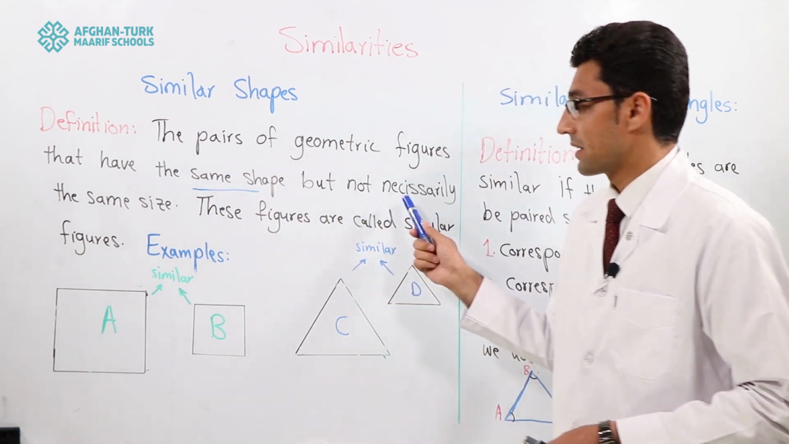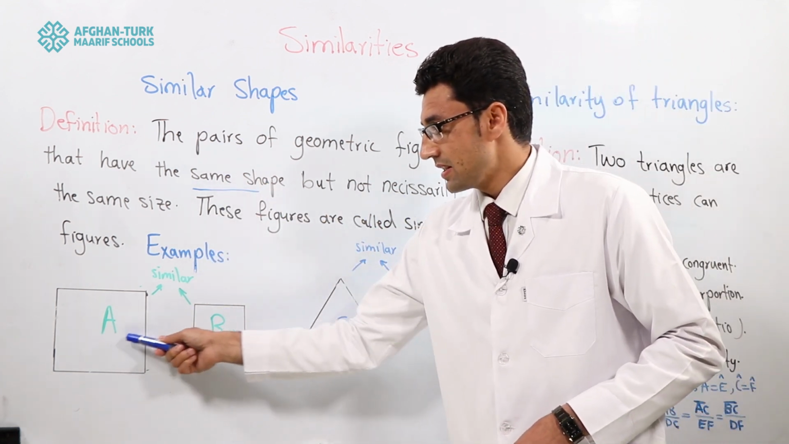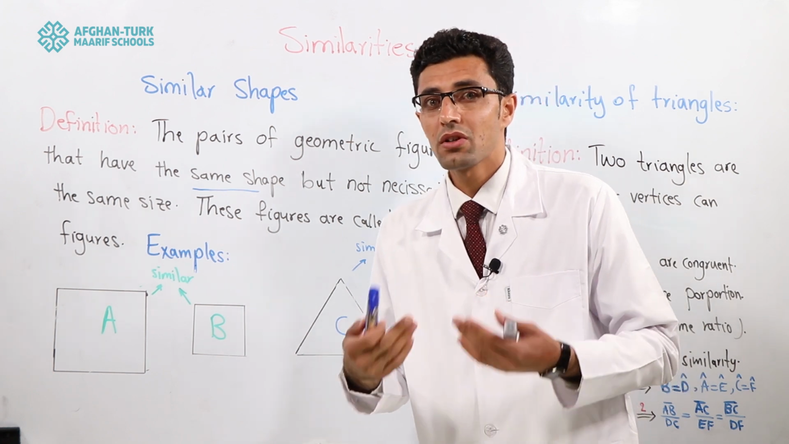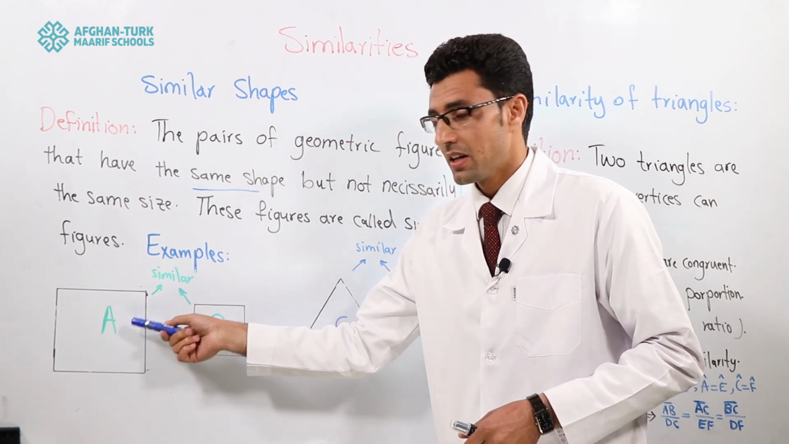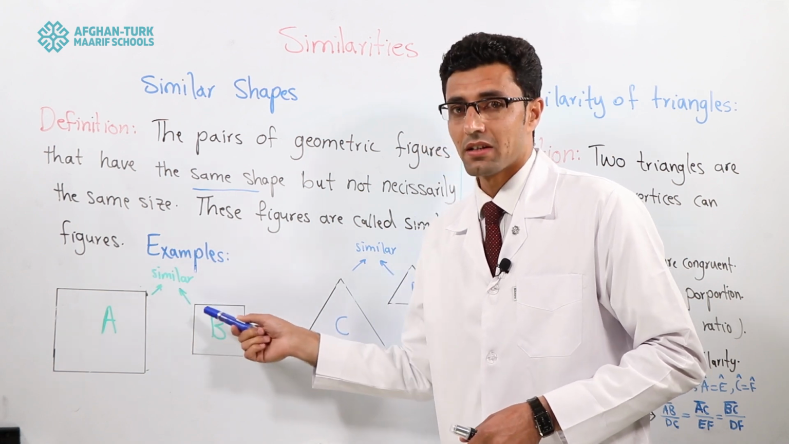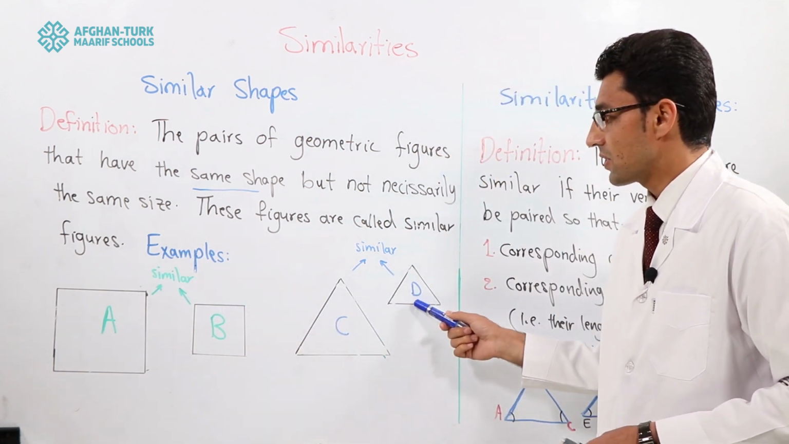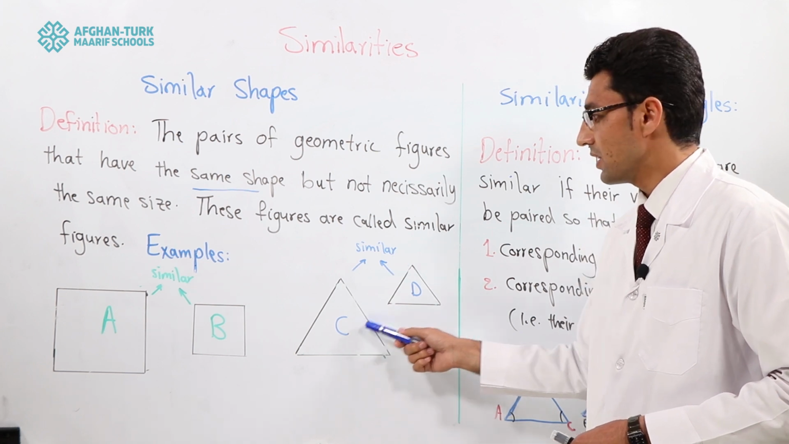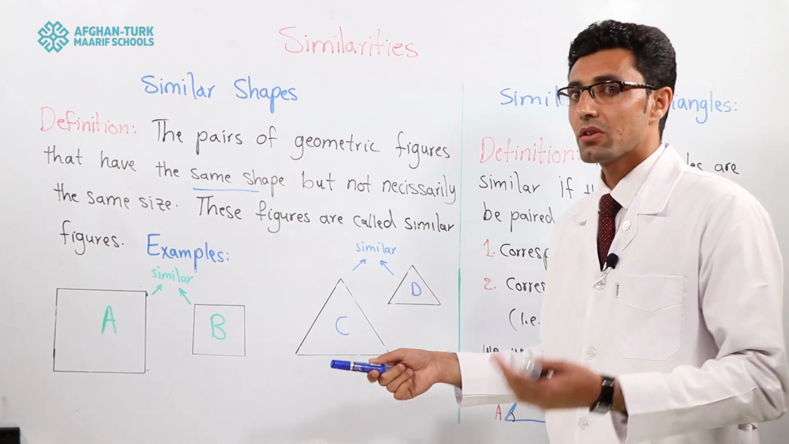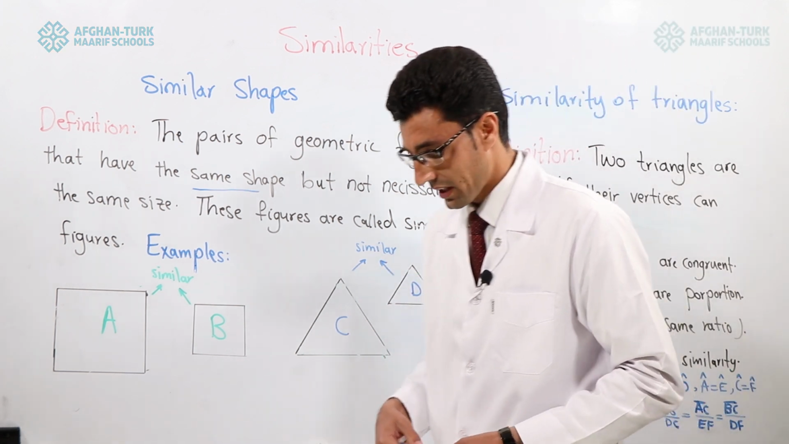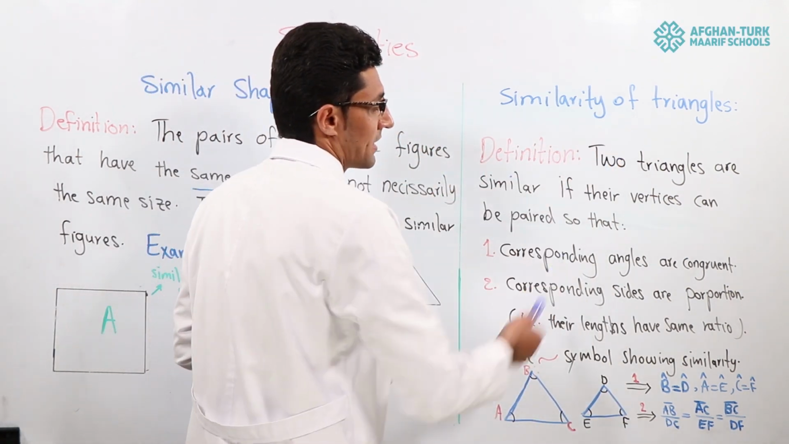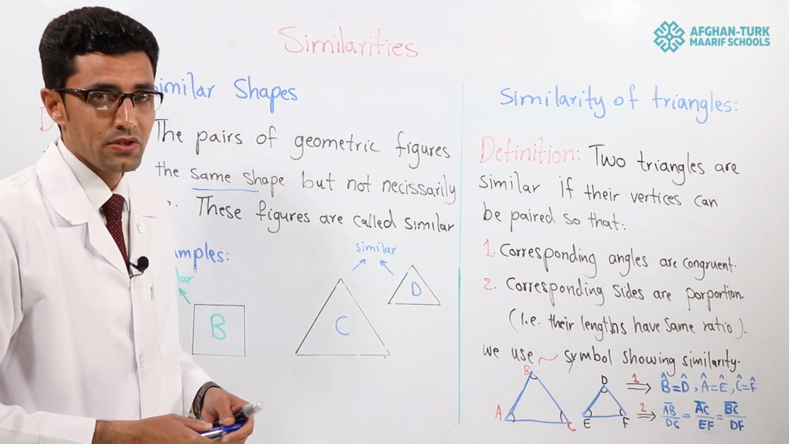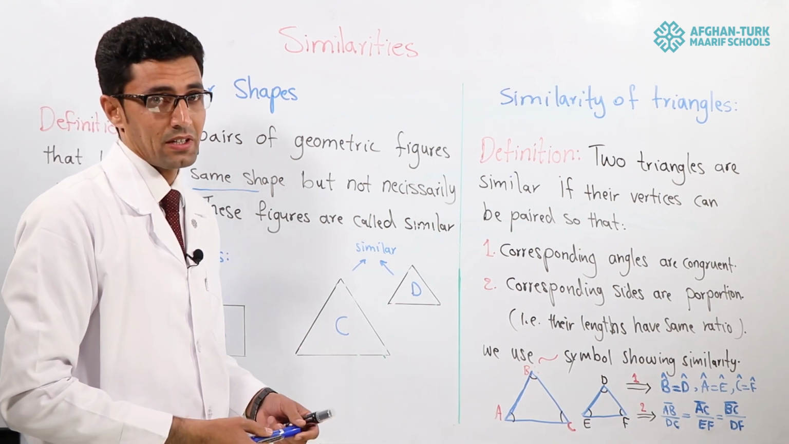Same shape, but not necessarily same size. Examples. You see there are two squares which look like each other. It means they have the same shape. What do we call them? Similar. We have two triangles. What do we call them? Similar. They look like each other. Similarity of triangles is going to be taught today as a second subject.